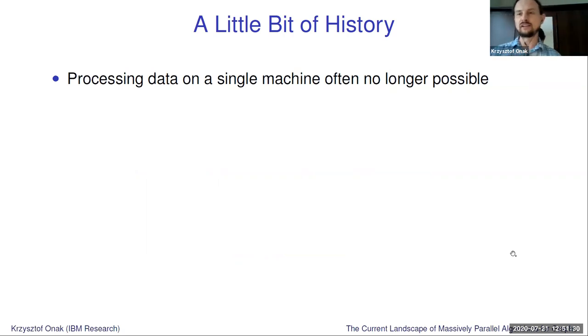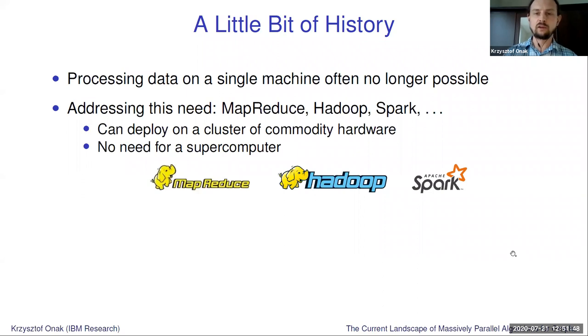So in practice, for quite a while, people have been faced with the following situation. They collect lots of data, and this data doesn't fit anymore onto regular commodity hardware they might have on a single computer, right? So what do you do then, right? And people have realized that this is a problem, and lots of systems have been developed to address exactly this issue, right? The most popular one is MapReduce. There have been other popular follow-ups, just to mention Hadoop and Spark. And the nice feature of all those systems is that you can deploy them on a cluster of regular computers. You don't have to buy a supercomputer in order to process data using one of those systems.